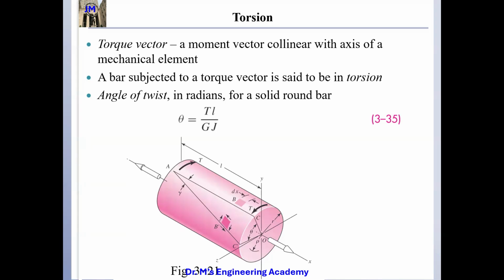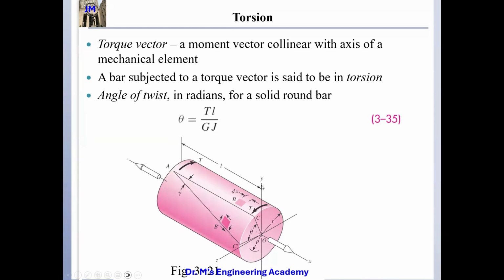And what is J, guys? I forgot. Yeah, the polar moment of inertia. This is for a solid round bar. This equation is only for a solid round bar, as long as the cross section is uniform along this axis.